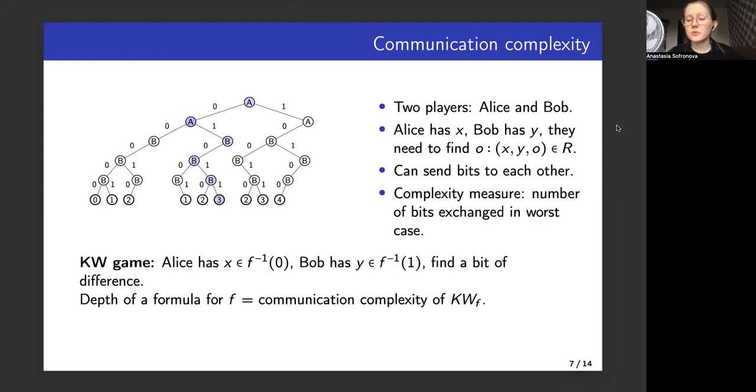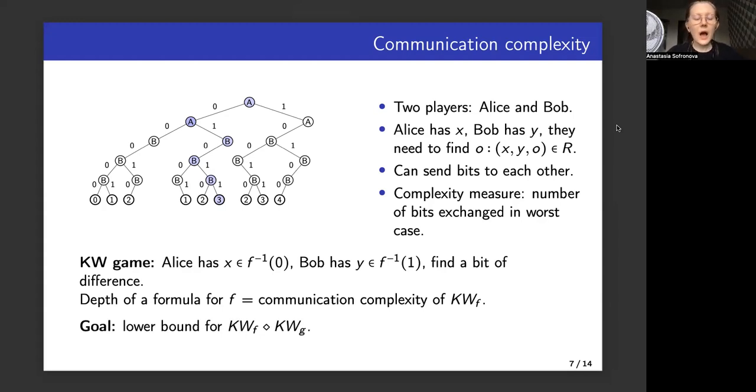Let us now consider a Karchmer-Wigderson game. Here we have some function f, which is known to both of the players, and Alice has x, such that f of x is 0, and Bob has y, such that f of y is 1. And they need to find a bit of difference between x and y. Now, it just so happens that the depth of the Boolean formula computing function f is equal to the communication complexity of the Karchmer-Wigderson game for this function f.